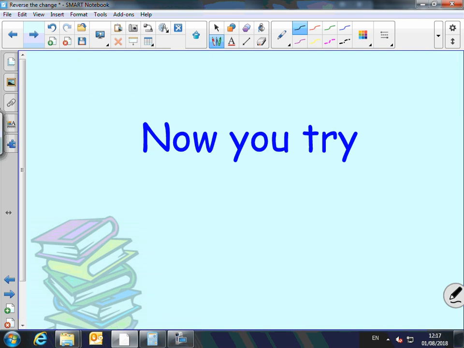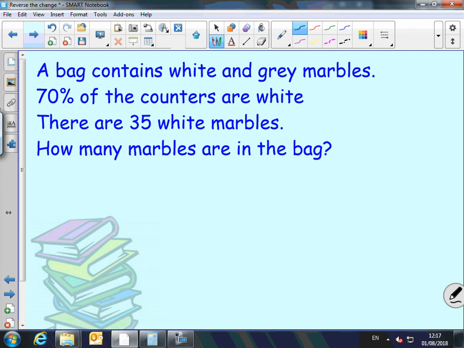Okay, so now I'm going to give you an opportunity to try a couple of questions yourself. We'll do one at a time. A bag contains white and grey marbles. 70% of the marbles are white. There are 35 white marbles. And the question is, how many marbles are in the bag altogether? So if you hit pause just now, draw out your bar model, try this question. Once you're happy with your answer, hit play and I will go through it with you.